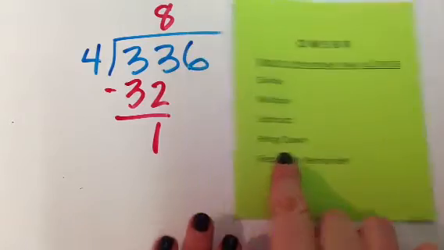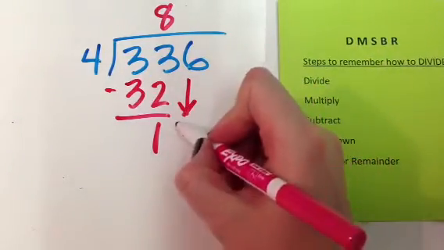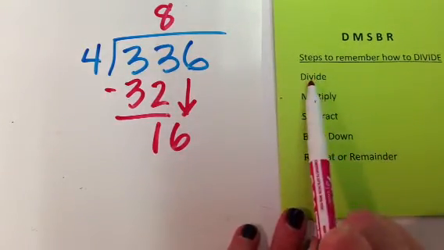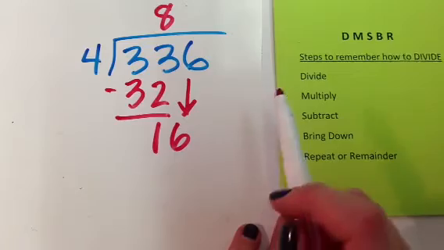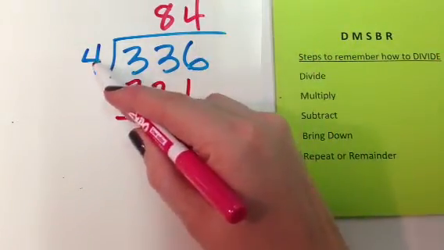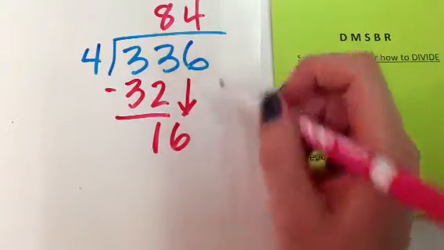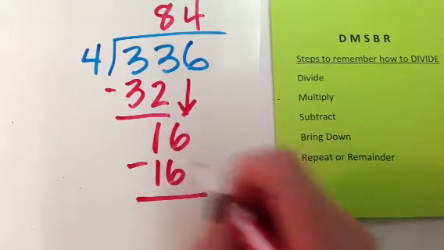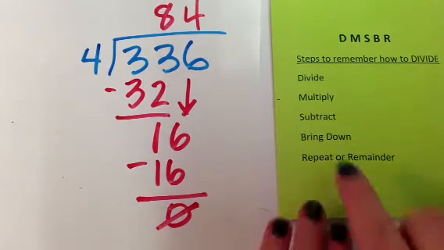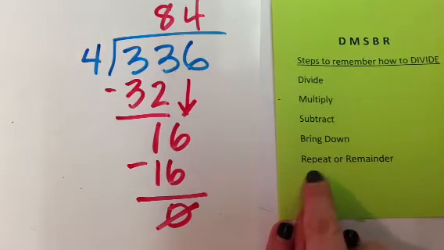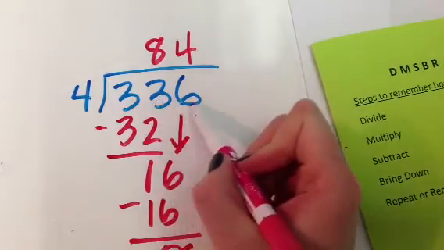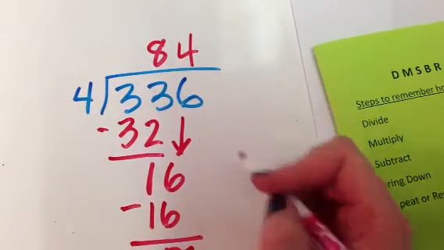Now I bring down, right? I'm going to drop that 6 down to make a 16. And now I repeat. So I divide. Can 4 go into 16? Yes, it can. How many times? 4. 4 times 4, this is my multiply step. 4 times 4 is 16. And now I subtract. 16 minus 16 is 0. So I have nothing more to bring down. I have nothing to repeat. I have no remainder. So my answer is 336 divided by 4 equals 84.